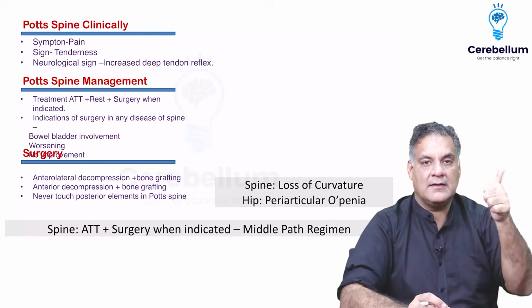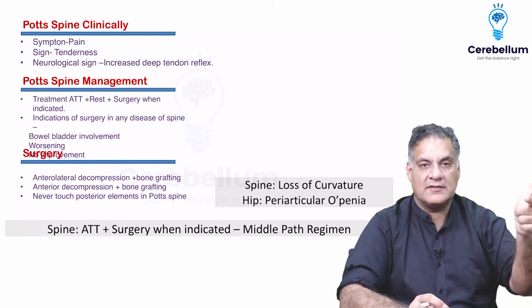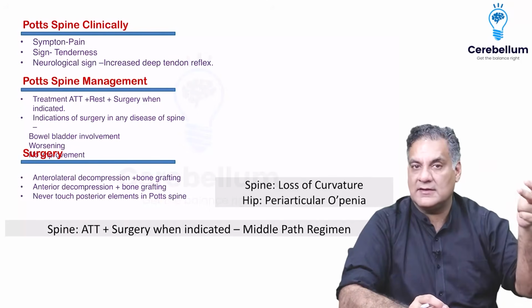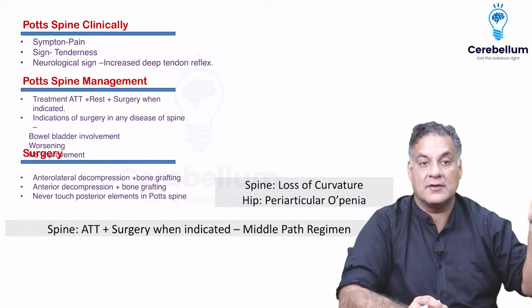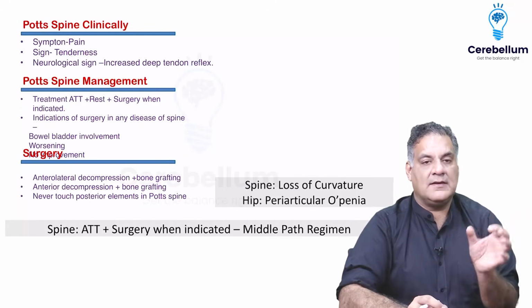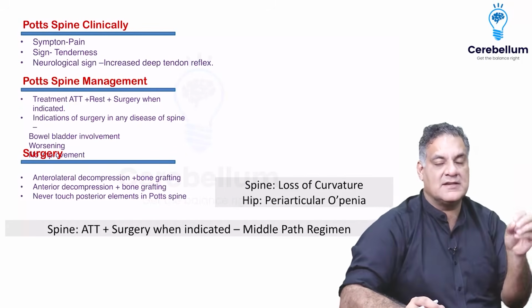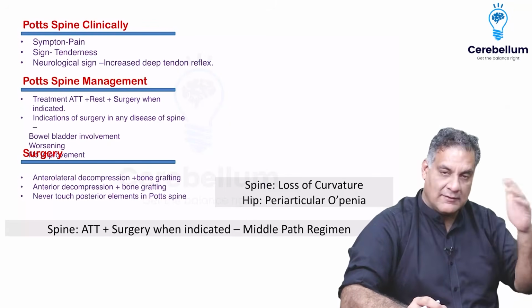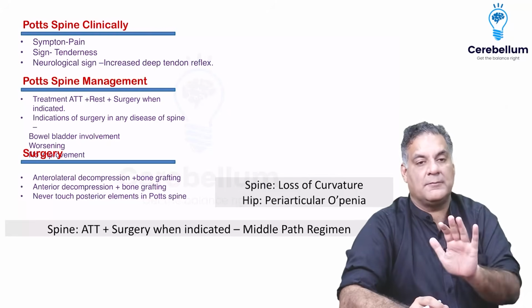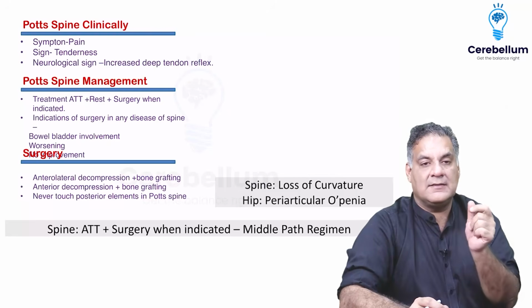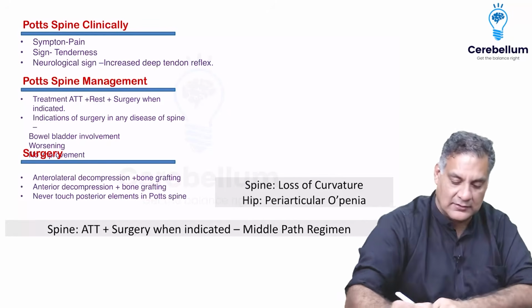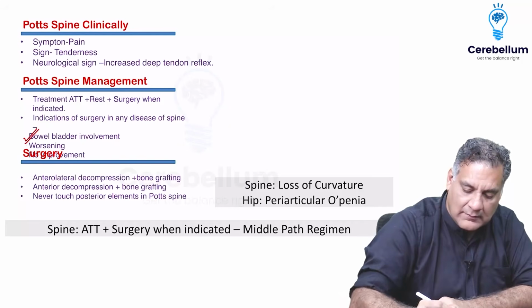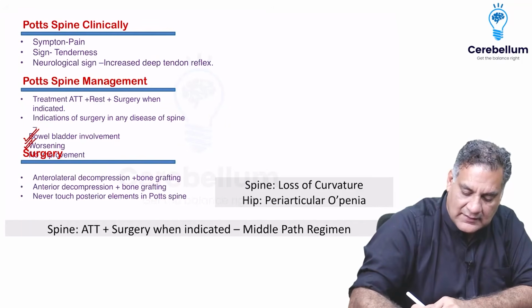TB spine, first symptom is pain, first sign is tenderness, first neurological sign is increased reflexes or clonus. TB spine management is followed on a middle path regimen, which says, if required, you will operate. You will not have an approach to never operate. You will not have an approach to always operate. When will you operate is the point here. You will operate in three scenarios: bowel, bladder involvement, increasing deficit, or no improvement.